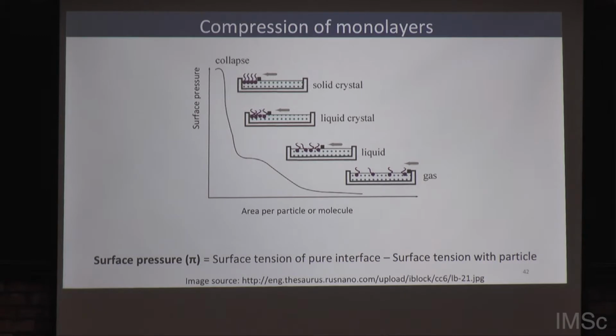Just to give you a quick heads up, typically from this compression of monolayers, people extract data which is surface pressure versus area per particle of the molecule, and the surface pressure is basically defined as the surface tension of the pure interface minus the surface tension with particles, or with anything that you have on the surface. You can think about this as an analog of the PV diagram in the case of 3 dimensions.